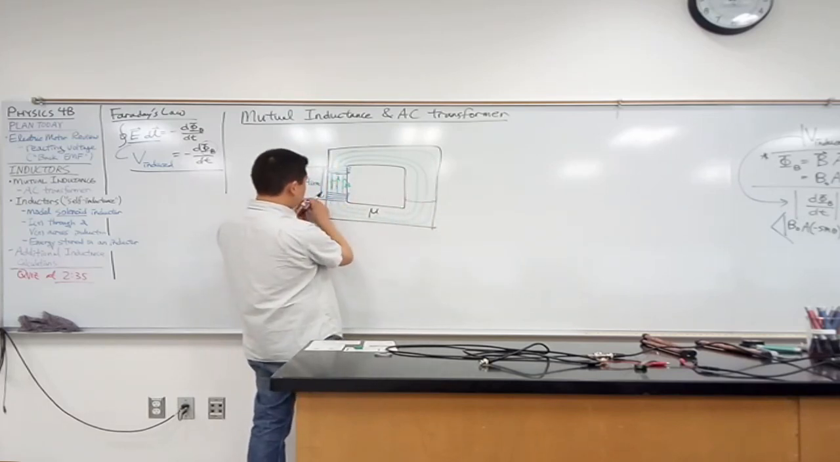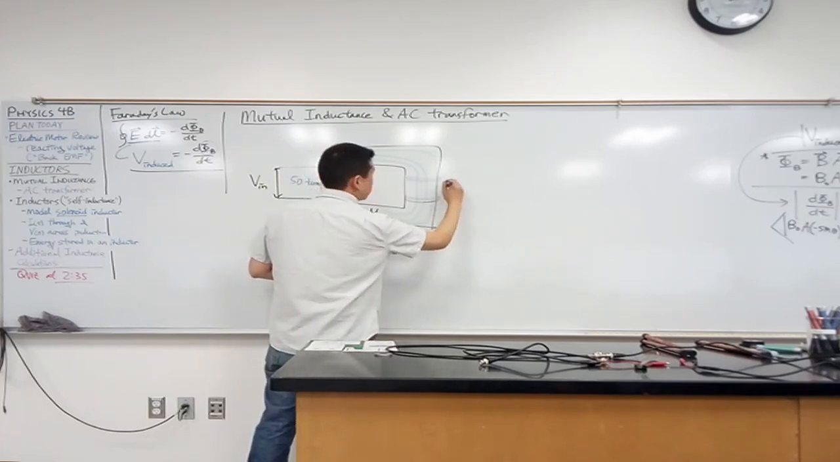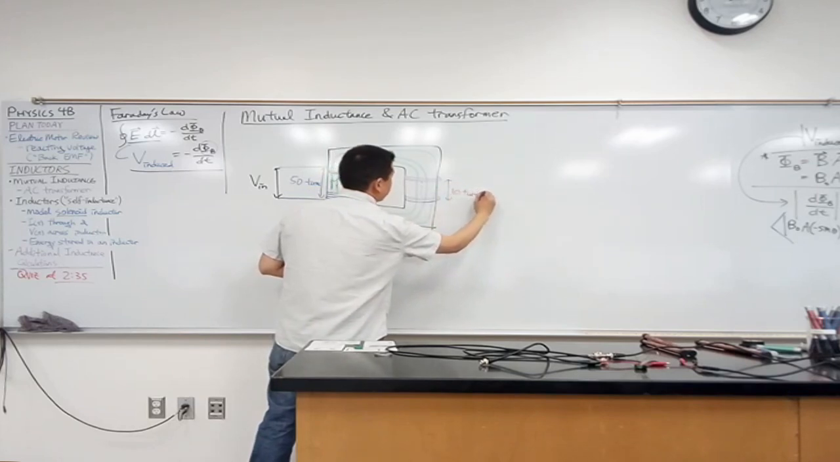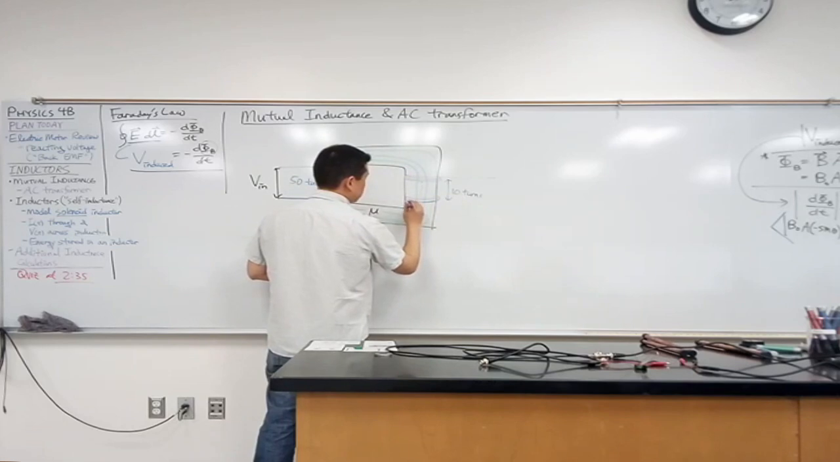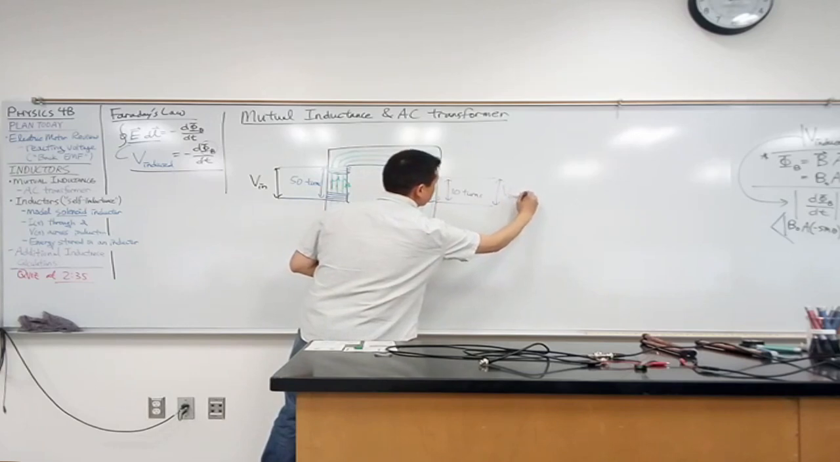Let me try to wrap it in the same direction. So viewed from top, it should go counterclockwise. For the one that you are going to see in the demo, there's a total of 10 turns here. And let me just get this wire out here. Okay, wire out here. And you are looking at how much voltage is coming out.